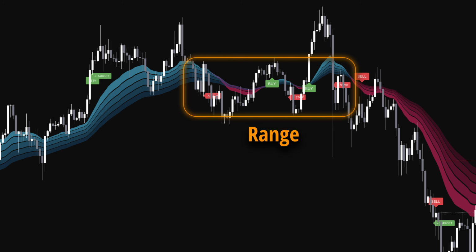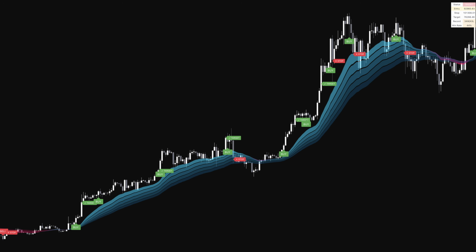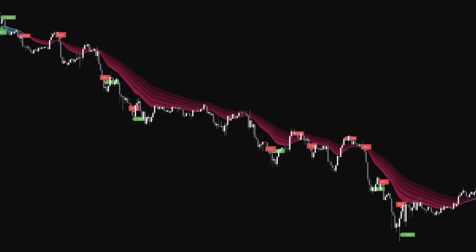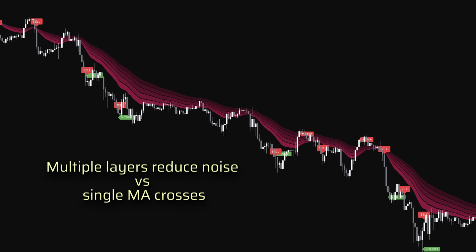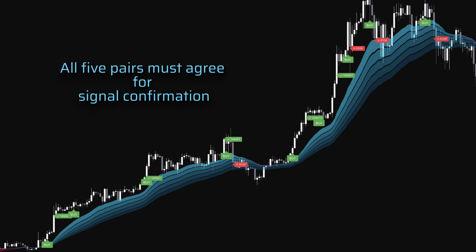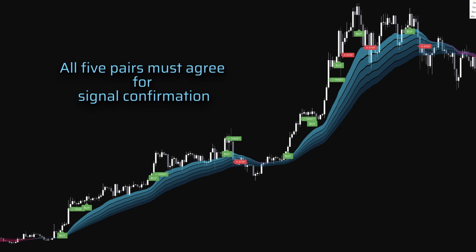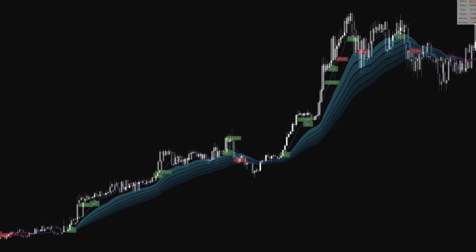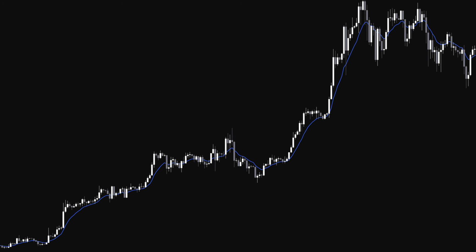When the colors are mixed, the market's in a neutral or transitional state. This visual clarity makes trend assessment immediate without analyzing multiple indicators. The reason for multiple layers instead of just crossing 1 or 2 moving averages is noise reduction. All 5 pairs need to agree before a signal appears, creating a higher bar for entry that filters out whipsaw conditions where single moving averages tend to fail.